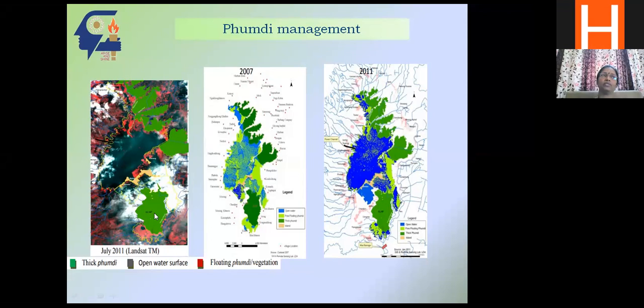In remote sensing, we have raster files and vector files. What you see here is some part of the vector file. This green color portion represents the thick FOMD and the red ones represent the floating mass. Okay, it is just moving. So we try to assess the quantity.